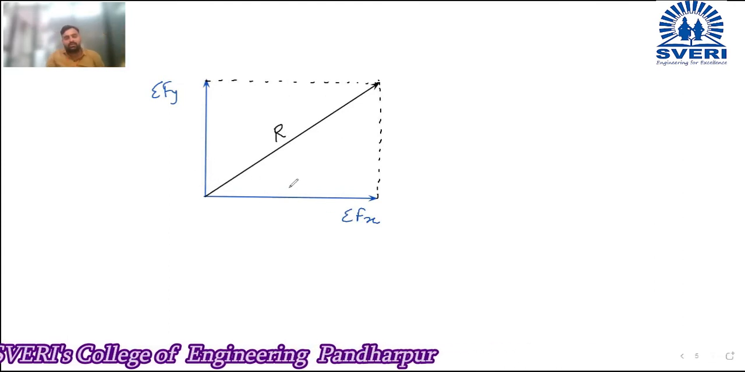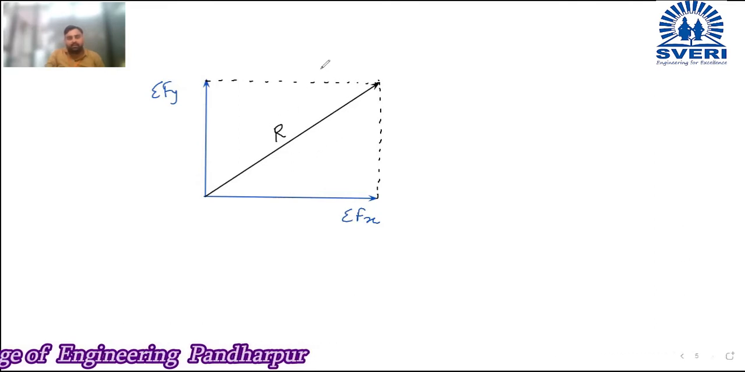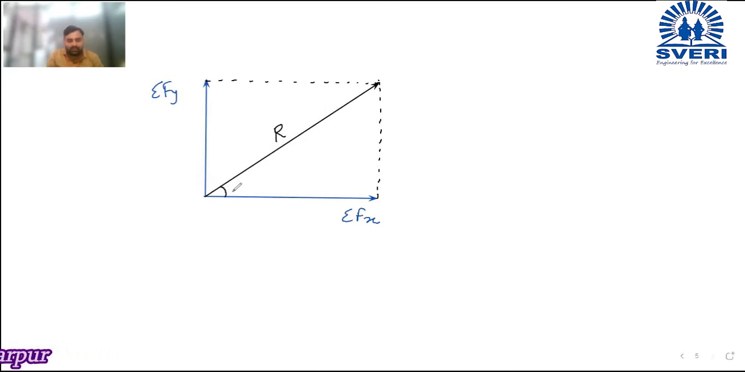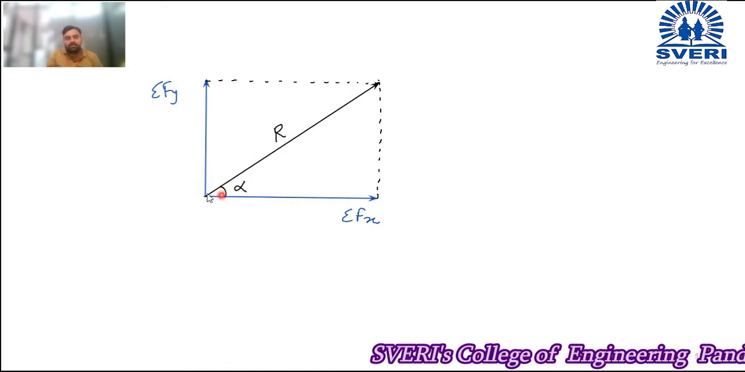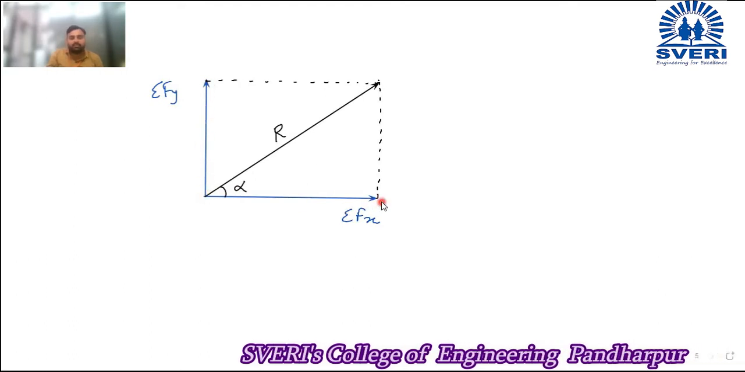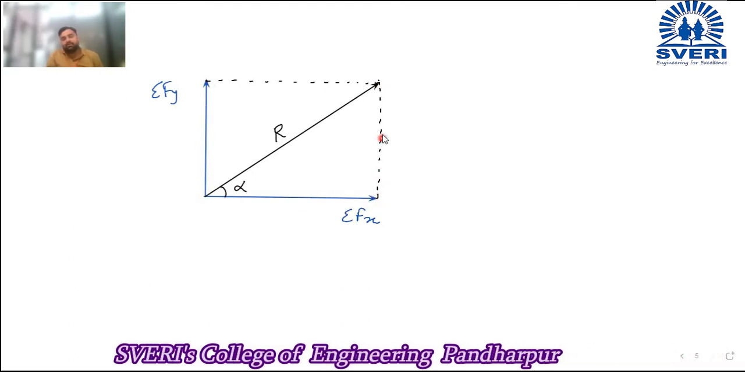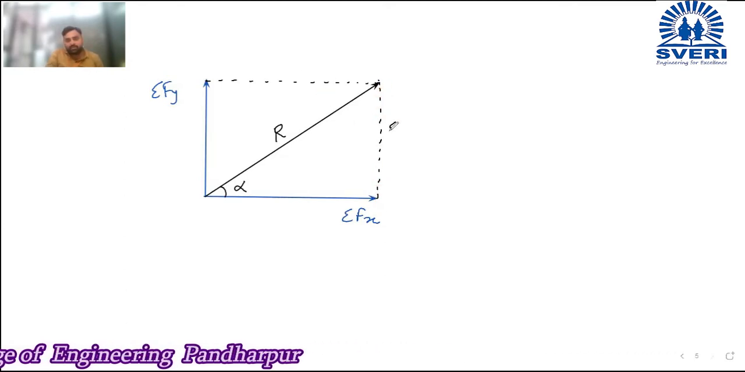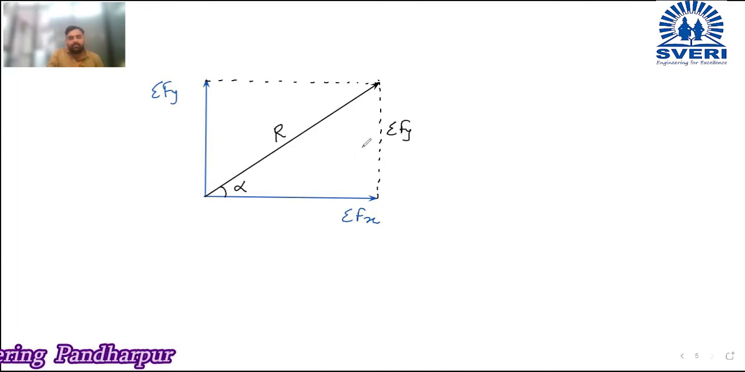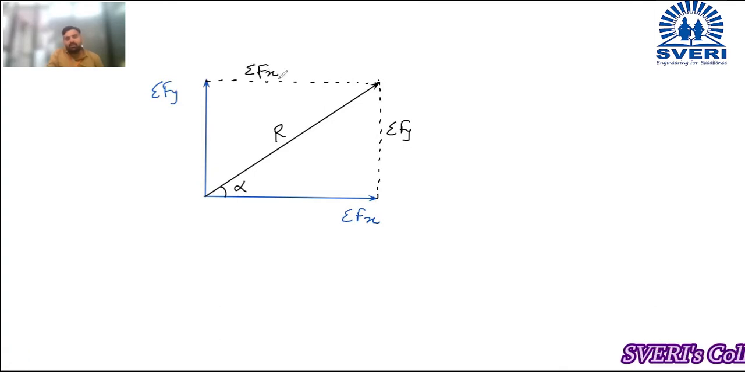Okay, so this side is summation Fx. Now look here, this angle is nothing but alpha. So from here also you can see this side is summation Fx, this side is summation Fy. So this is also summation Fy. I will write here, this side is also summation Fy. And if this is summation Fx, then this side is also summation Fx. Because it will become a rectangle, because the angle between Fx and Fy is 90 degree.